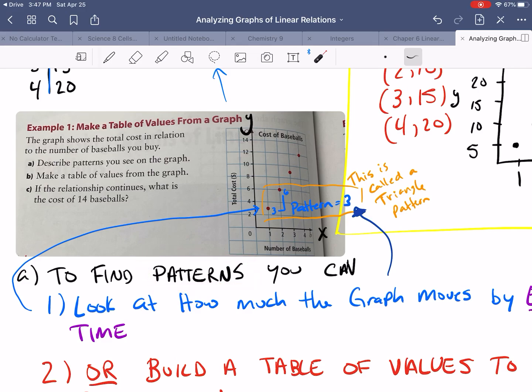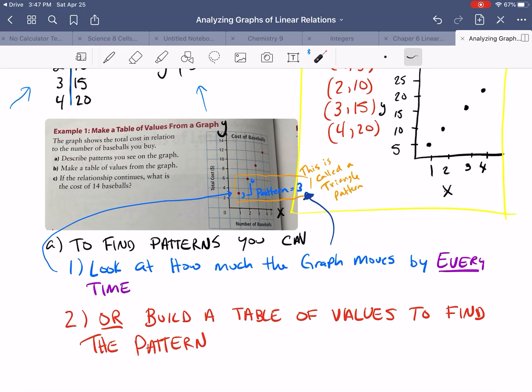So to find the pattern, you can do two things. The first way that you can look at the pattern and find it is literally by just looking at the graph and seeing how much it moves by every single time. Sometimes the graph moves down and sometimes the graph moves up. You know that the graph is going up if it's going up to the right-hand side. That means it's going up, and you know that it's going down if it's going this way. But we don't have many of those graphs to worry about right now.